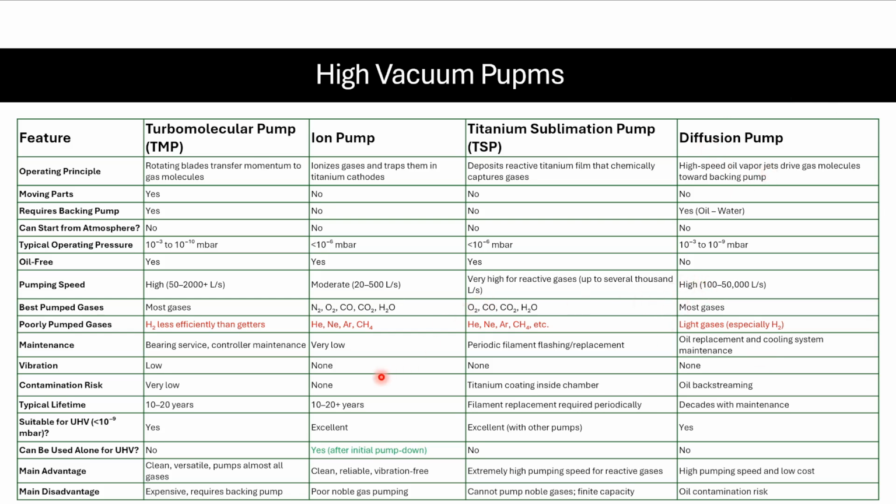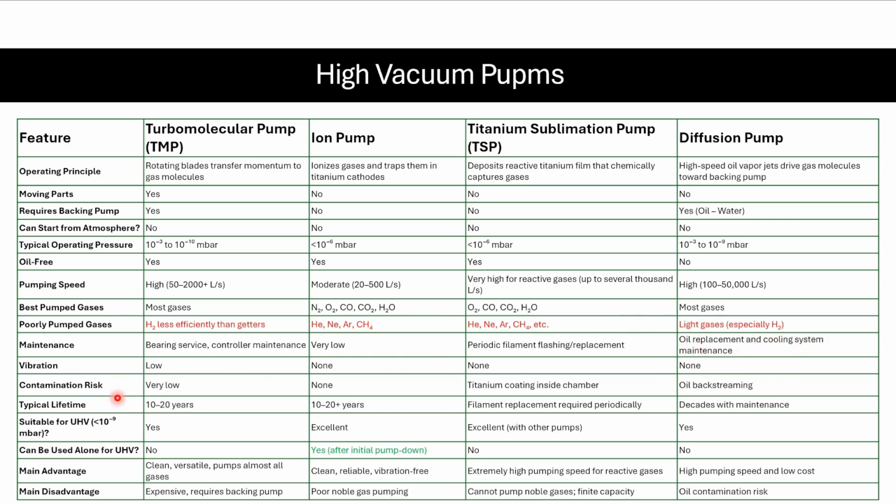So maintenance is a big issue for the turbomolecular pump. For the ion pump, you need to change the cathode material itself, but it lasts maybe 10 years, so it is not a headache. For the titanium sublimation pump, you have to change the filament, but you generally have more than one filament, so this is not a big issue. For the diffusion pump, you will need to change the oil, and cooling system maintenance is also important.